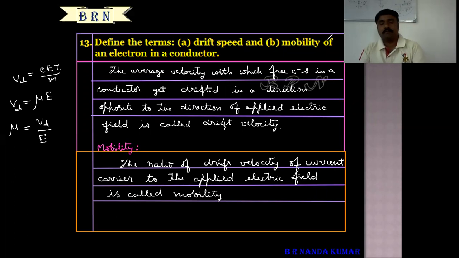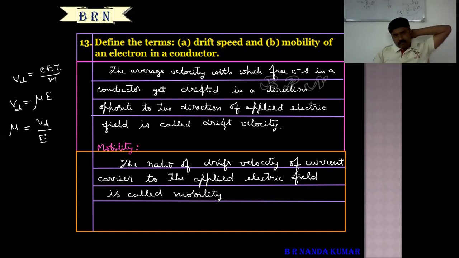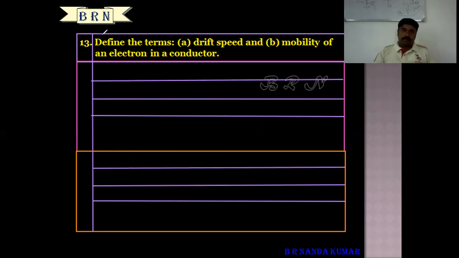So what is the meaning of drift velocity? The drift velocity means the average velocity with which the free electrons in a conductor get drifted in a direction opposite to the direction of the applied electric field. What is the meaning of mobility? The ratio of drift velocity of current carrier to the applied electric field. So practice these definitions. These are very simple definitions. Okay, next question.